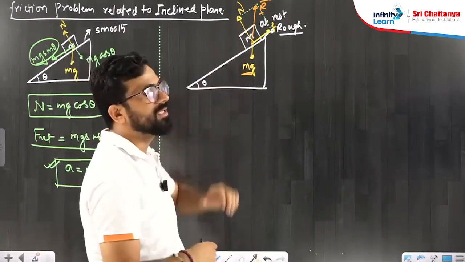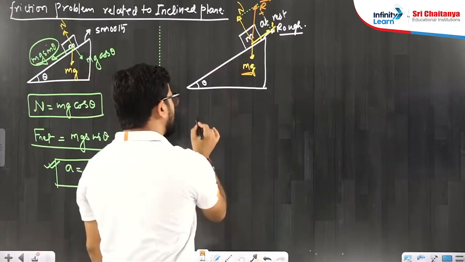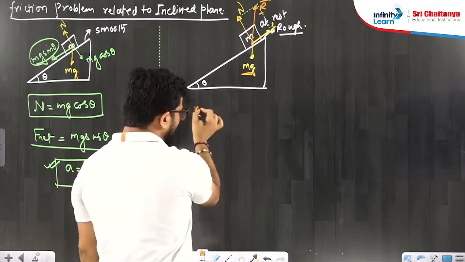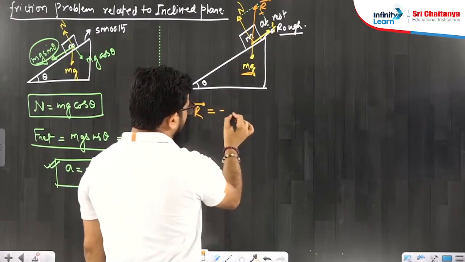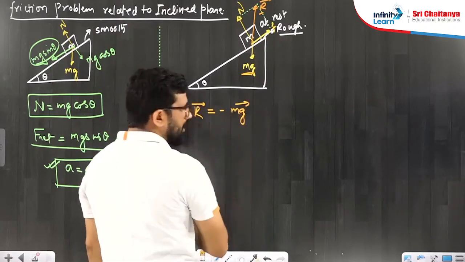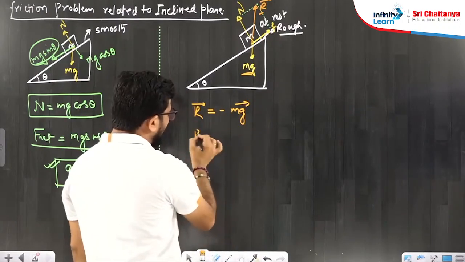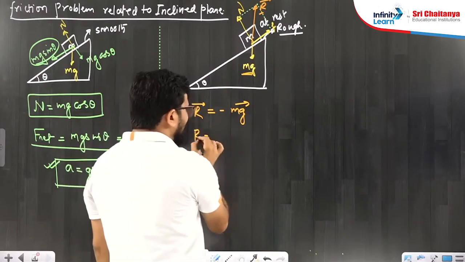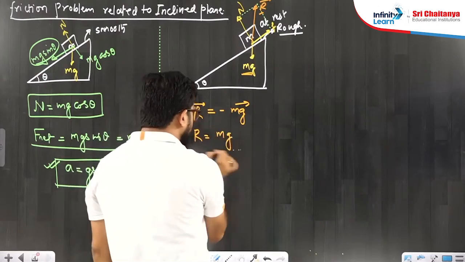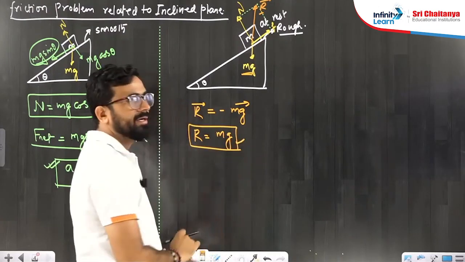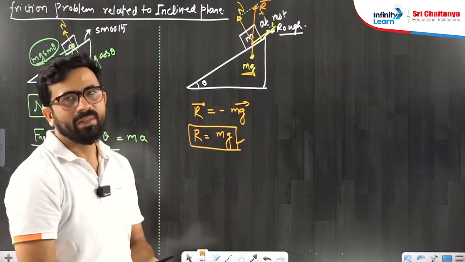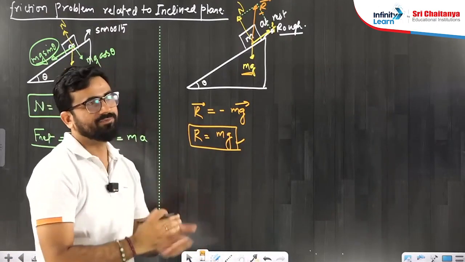That means two forces are acting, and the block is at rest. So directly you can say the reaction force is equal to the negative of the mg force. Or if we take only magnitude, you will say reaction is equal to mg. Reaction is equal to mg. Very simple.